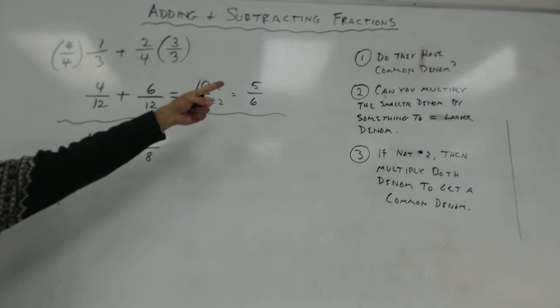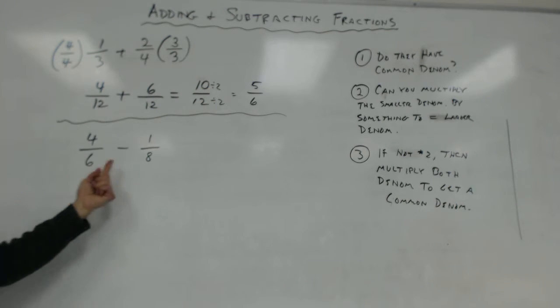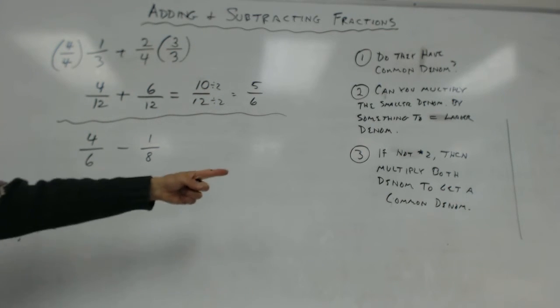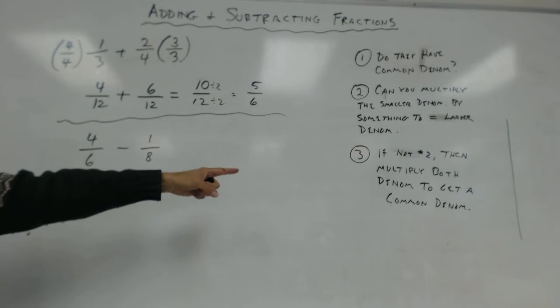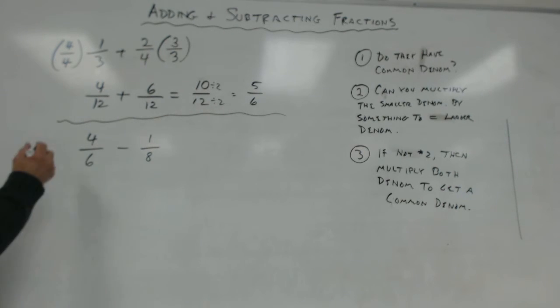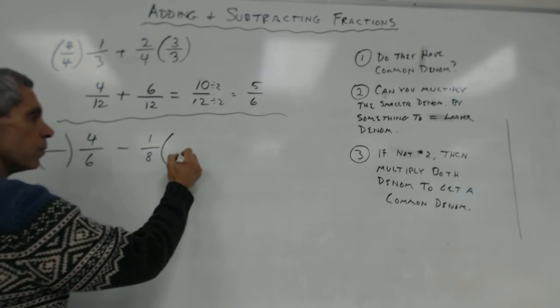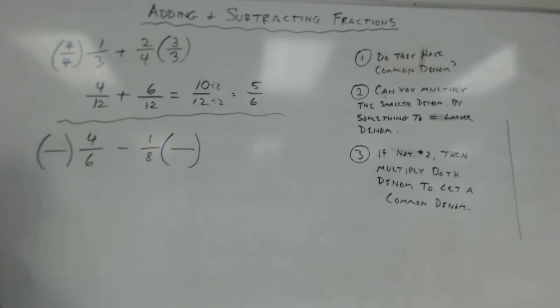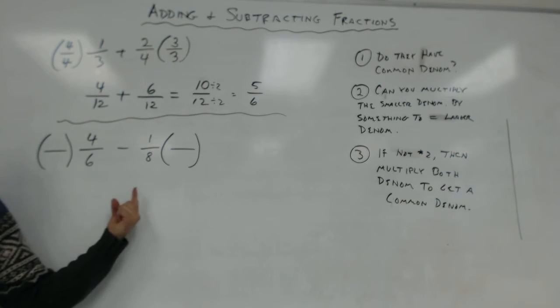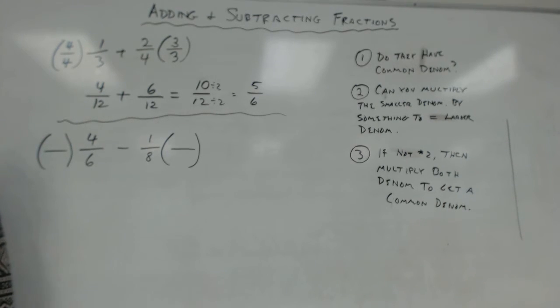Do they have common denominators? No. Can you multiply the smaller to get the bigger? No. So we have to do 3. None of those work, so we've got to multiply both of them. That means I can immediately put my parentheses here and my fraction line. What number do these two numbers go into? They both go into 24.